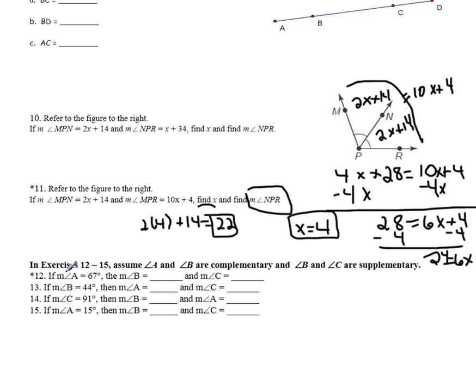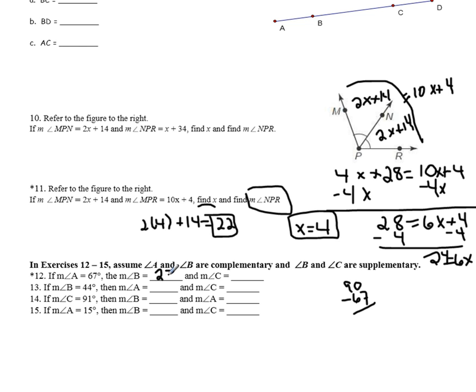Number 12, if the measure of angle A is 67, the measure of angle B equals, well, it says A and B are complementary. That means they add up to 90. So I would take 90 in my calculator and subtract 67 to get the other angle, and it would be 23.